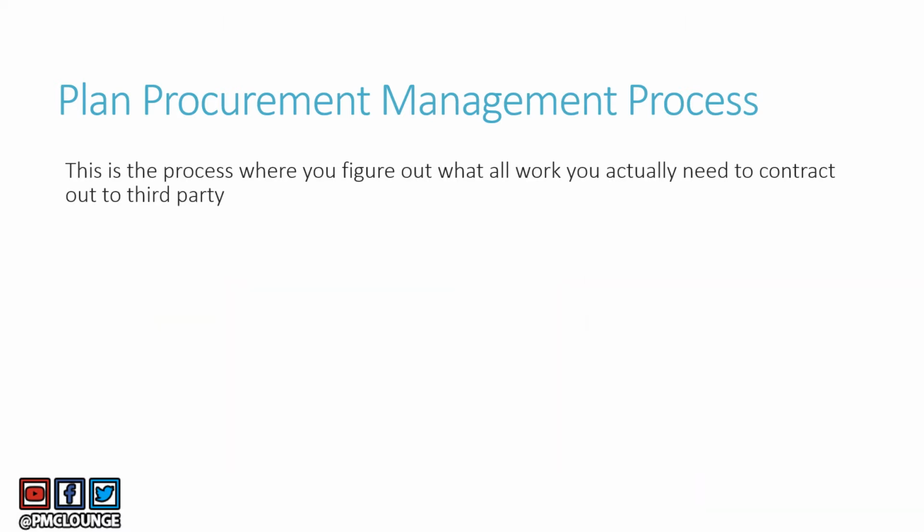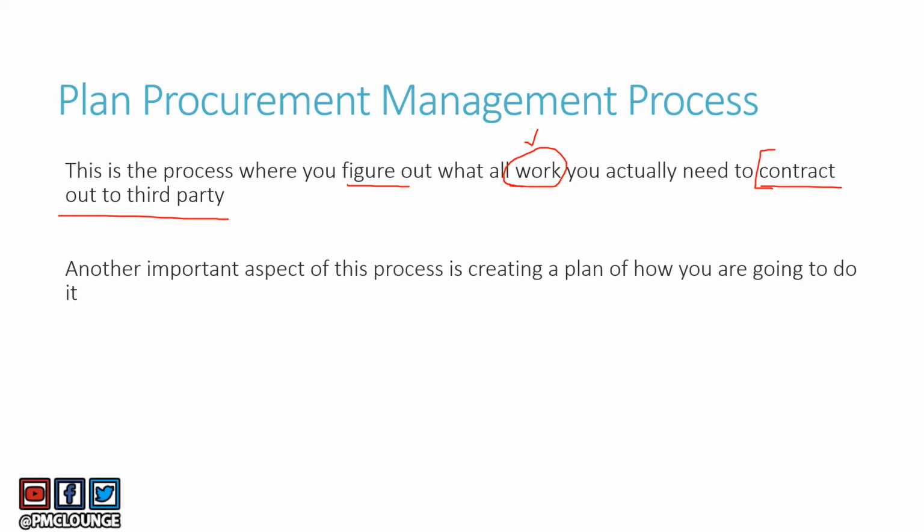All right, so this is the process where you are going to figure out what all work you actually need to contract out to third party. Contract out to third party. Important words here that you can highlight. So what all work do you think you need to contract out? What all work do you need additional hands to help with? Another important aspect of this process is creating a plan of how you're going to do it. So how are you going to contract out the work to third party? You need to have a plan for it, and that plan is created in the plan procurement management process.